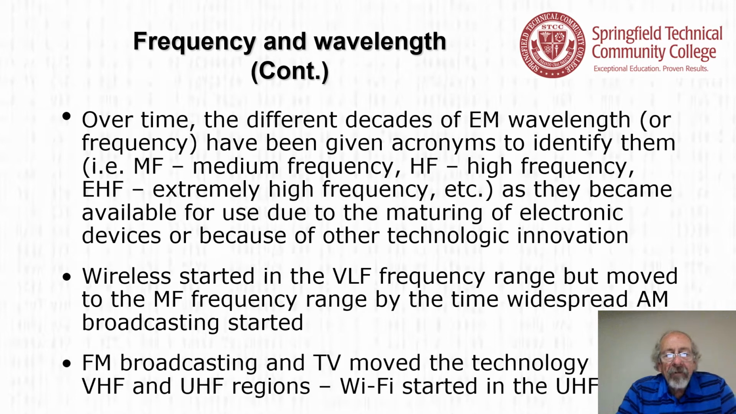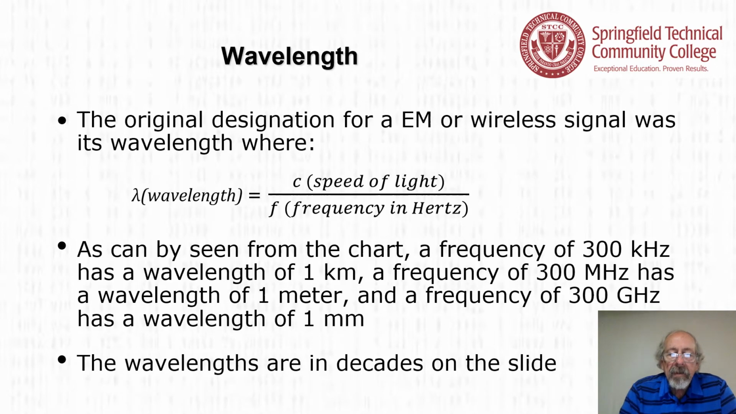They became available for use due to the maturing of electronic devices or because of other technological innovations. Wireless started in the VLF frequency range, the very low frequency range, but moved to the MF, or medium frequency, range by the time widespread AM broadcasting started. FM broadcasting and TV moved the technology into the VHF and UHF regions. Wi-Fi started in the UHF band.